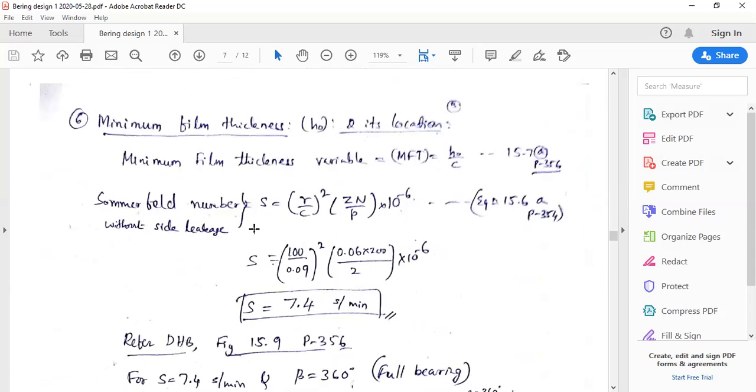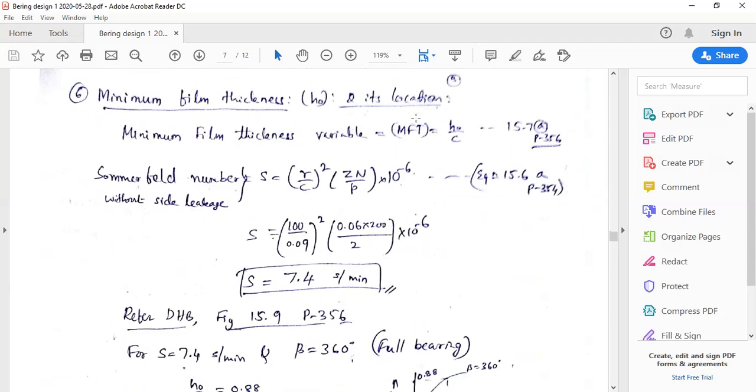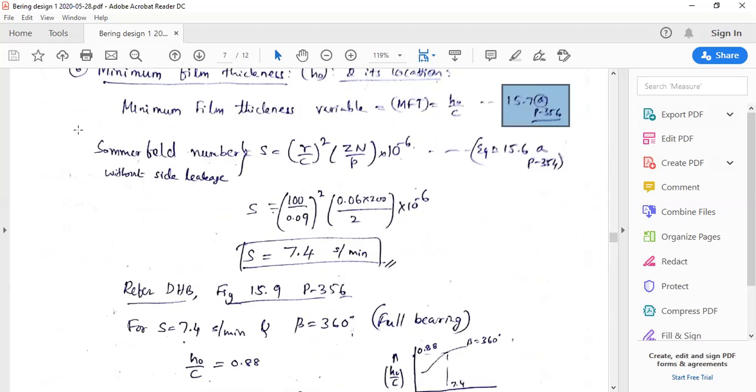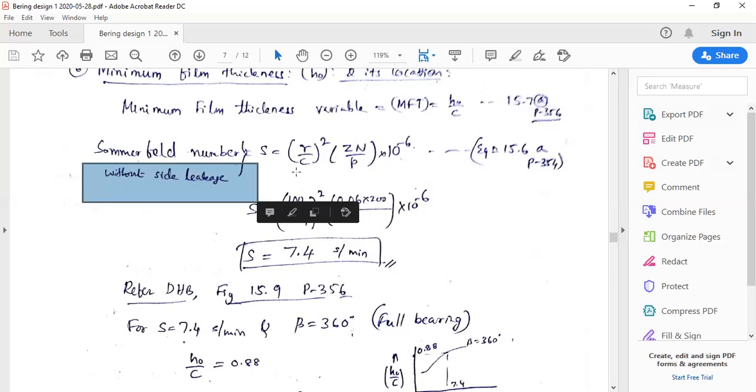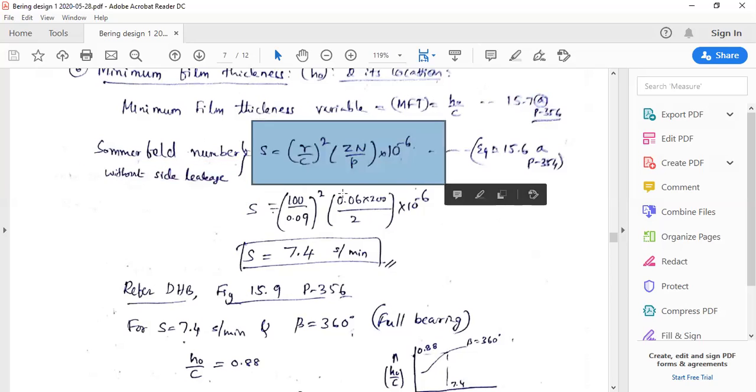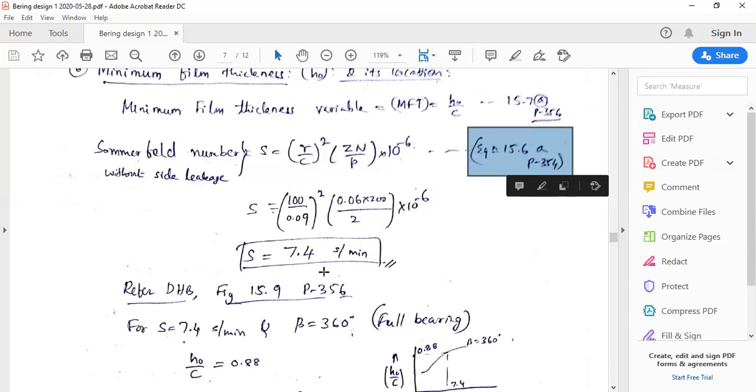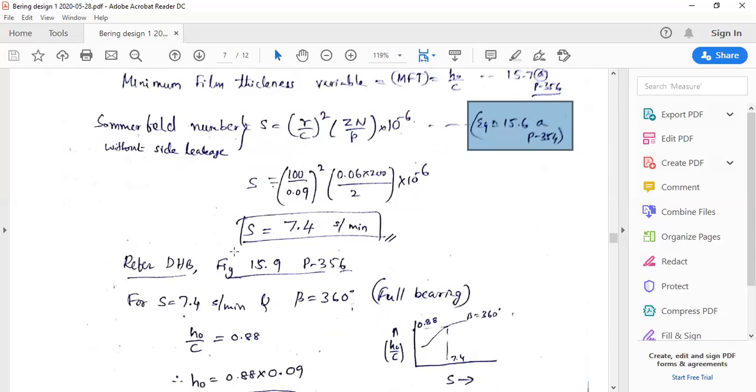So the next step, the sixth step, is to calculate the minimum film thickness and its location. The minimum film thickness variable is given by h naught by c, which is equation number 15.7a, page number 356. To calculate this, we require the Sommerfeld number, with side leakage or without side leakage. Consider the without side leakage case. So S is equal to (R by C) whole square into Zn by P into 10 raised to minus 6. Equation number 15.6a, page number 354.